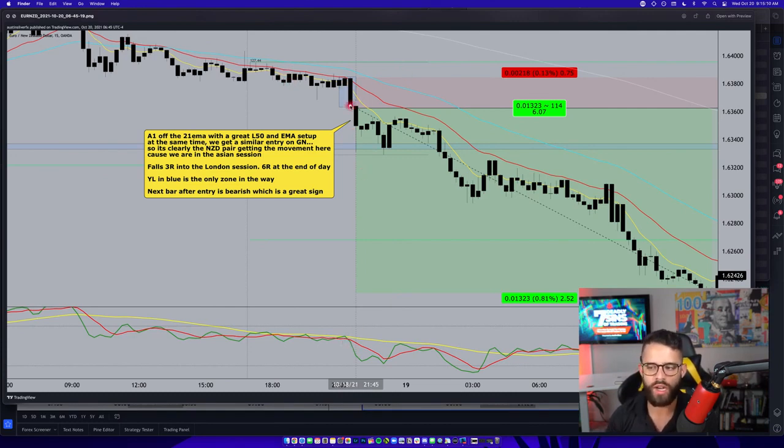Here, your stop loss is defined at 21 pips, and you hold this thing, by the end of the day, it's basically pain-free. It slows down a little bit at yesterday's low zone, this blue zone, but it never breaks to the 21 EMA. It holds and falls 132 pips, 6R in 1 day. That's what GBP NZD can do.